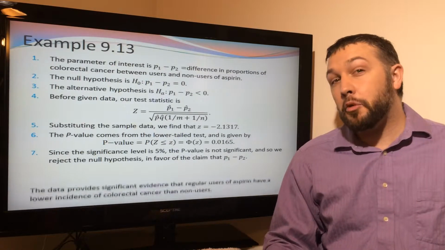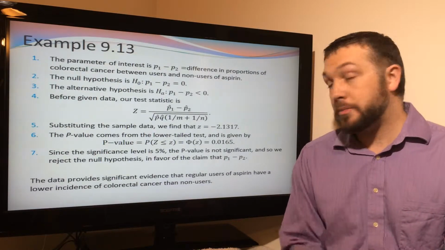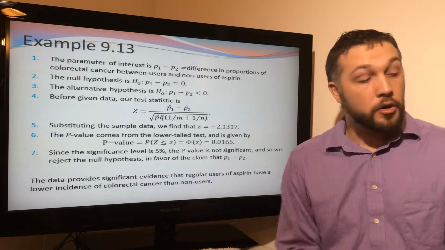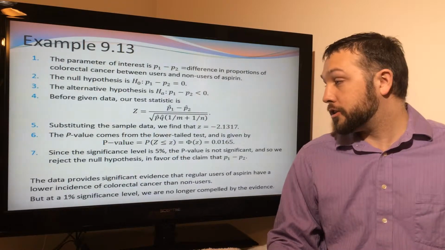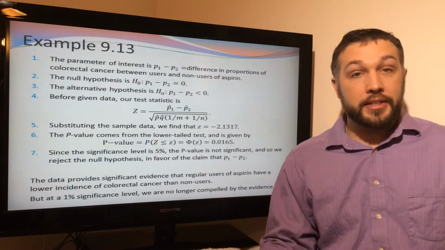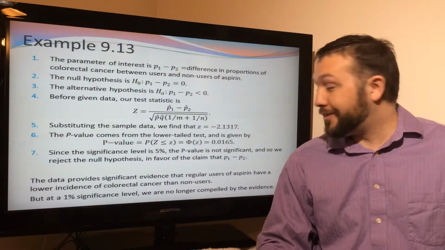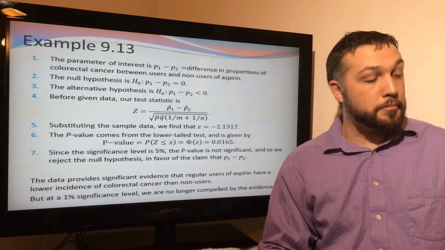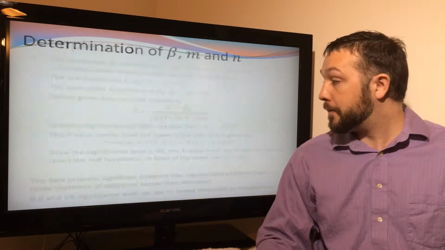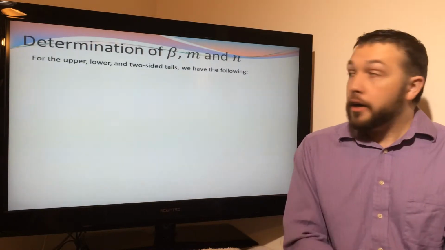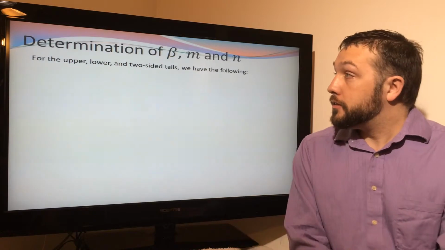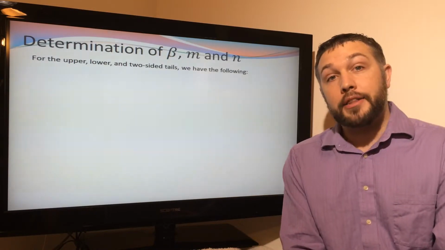Now, of course, if we have a 1% significance level, that means we're being a little bit more careful with our data. We don't want to make an error in our conclusions, so we would instead accept the null hypothesis and say, well, I need a little bit more evidence to be compelled that aspirin's actually working. Okay, so that concludes an example for looking at hypothesis testing.